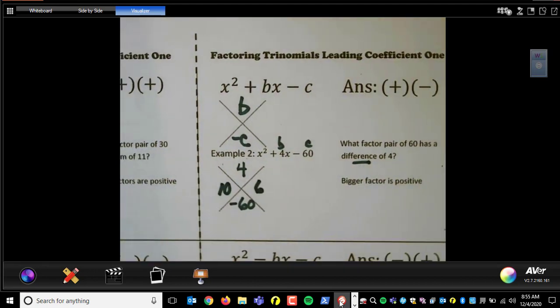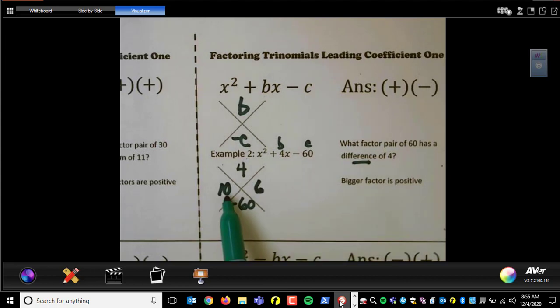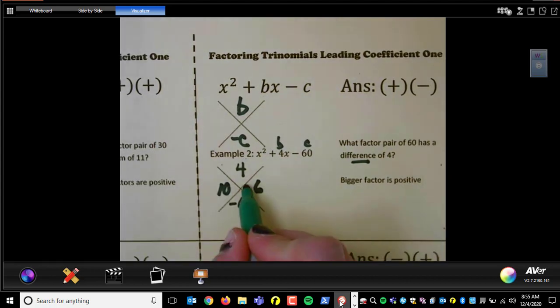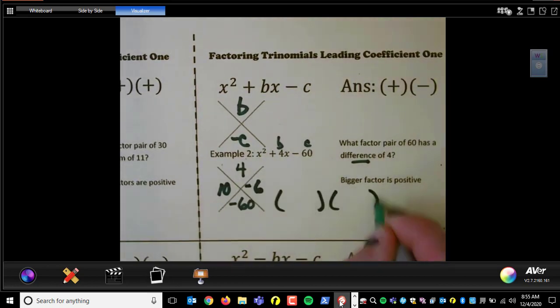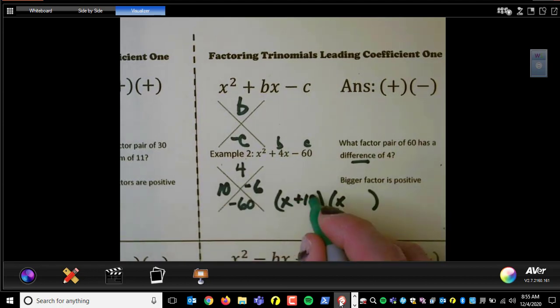Now let's see what it says. It says the bigger factor is positive. Well, the bigger factor is 10. So I'm going to leave that positive, make the 6 negative. I'm ready to write my 2 binomials. The 10 is positive, my 6 is negative.